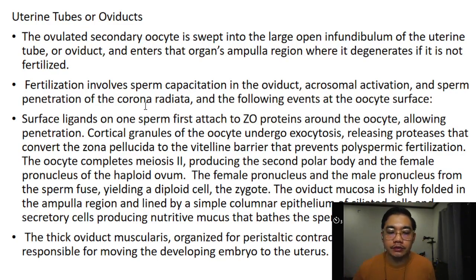So, fertilization involves sperm capacitation in the oviduct, meaning capacitation happens here in the oviduct. Then acrosomal activation and sperm penetration: like I said earlier, once the sperm cell attaches, the acrosome is activated, which is just a big lysozyme, an enzyme that breaks things down, no? Sperm penetration in the corona radiata and the following events at the oocyte surface.